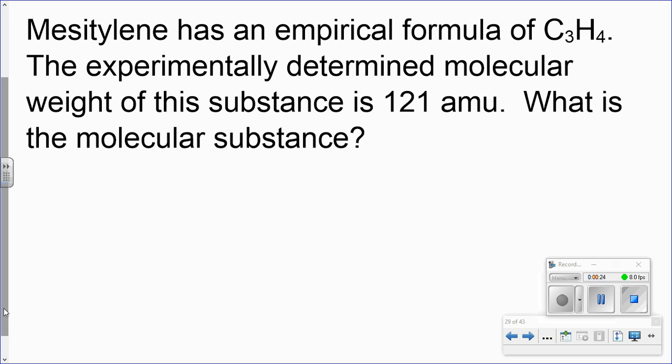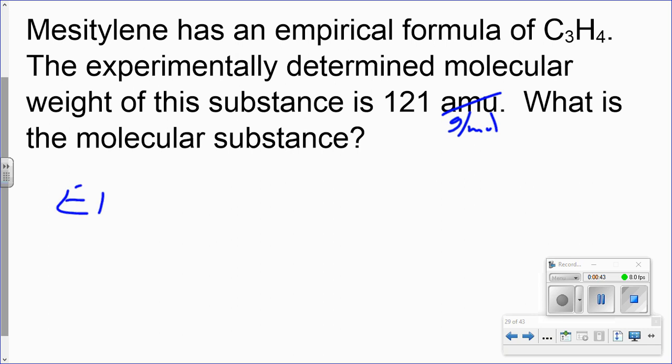So it says mesotylene has an empirical formula of C3H4. And then the experiment to determine the molar weight of this substance is 121 AMU. I'm going to change that to grams per mole for our purposes because it's a little bit easier to understand. We don't really deal too much with atomic mass units. What is the formula of that molecular substance?